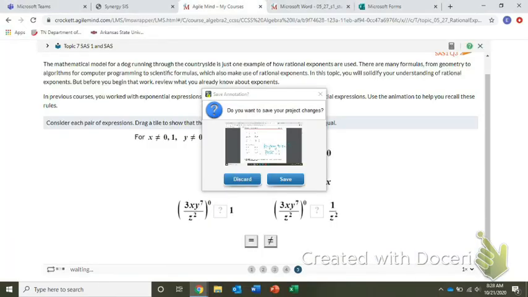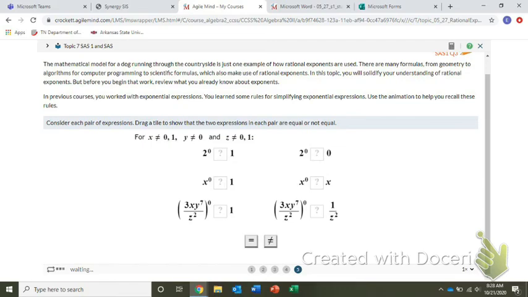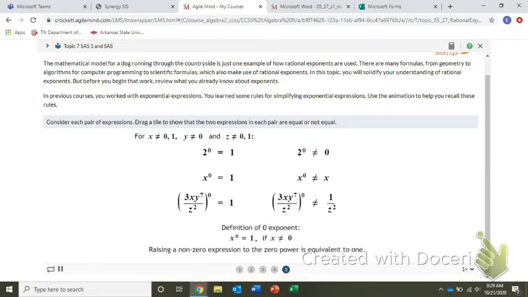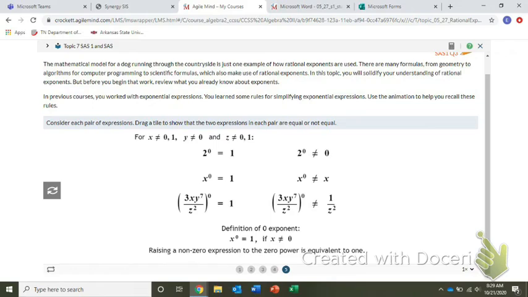So, on Agile Mind, we can do this one very quickly. 2 to the 0 power equals 1. Yep, because it says it equals 1. The one to the right says 2 to the 0 equals 0. Nope, that's wrong because it has to equal 1. This is 1. This is 1. This is not correct. And this is not correct. If you look, all of these examples are raised to the 0 power. So, in order for them to be correct, they must all equal the number 1. Okay?